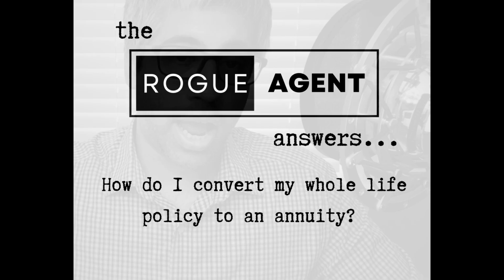Converting your life insurance policy to an income annuity is pretty simple. Income annuities are special income-based insurance products. They typically pay a guaranteed monthly income to you for life. And you can also set them up to pay an income to your beneficiaries when you die.